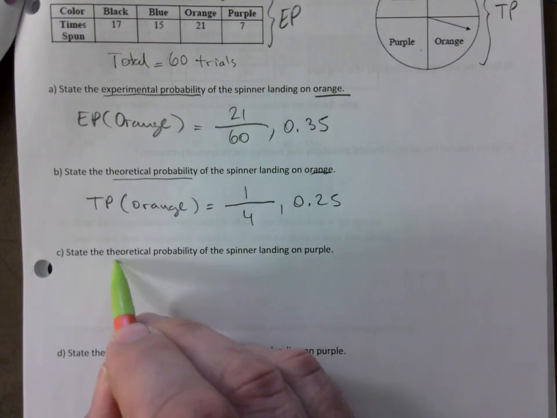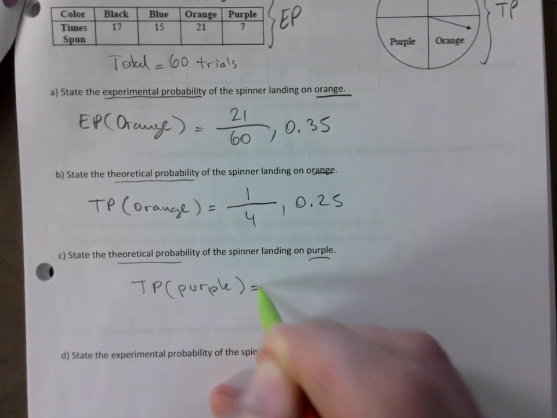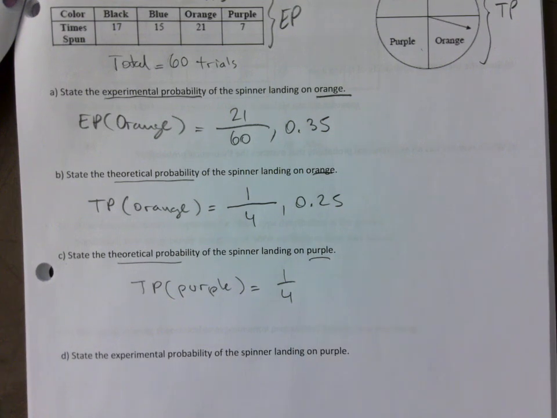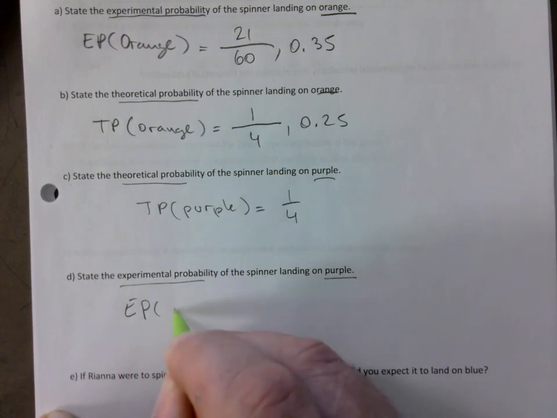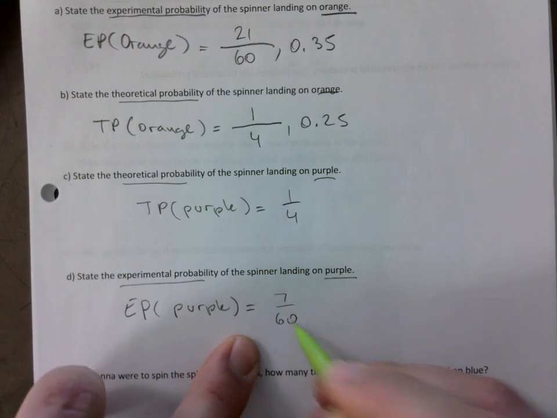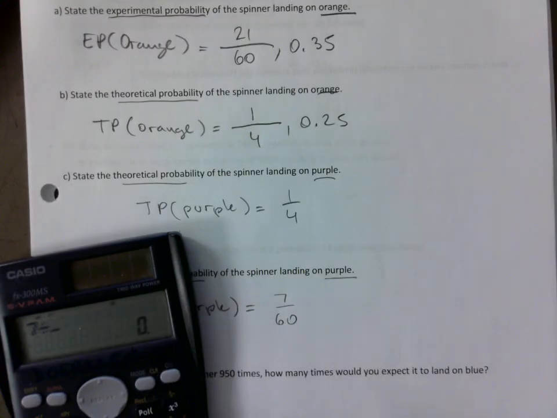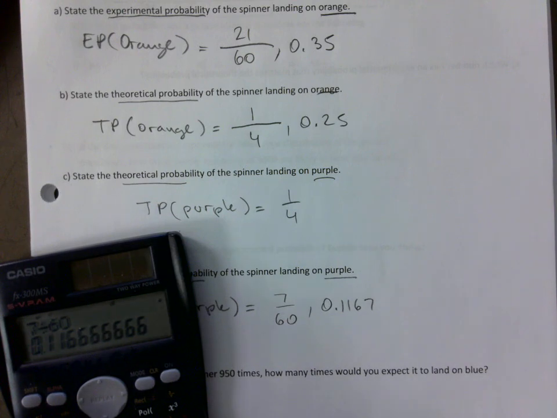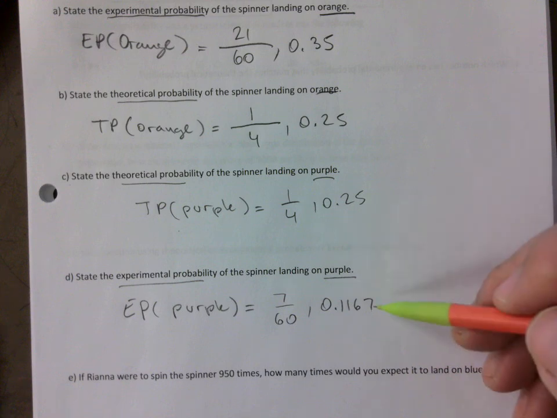Theoretical probability of purple. Okay, so just TP of purple, and we've got 1 out of 4 again. Okay, this one should be pretty straightforward. Experimental probability of purple. That's 7 out of 60. It's way off, right? It's not even close to 0.25. 7/60 is 0.1167 if you round it to 4 decimals there. This one is 0.25. So not the same, right?